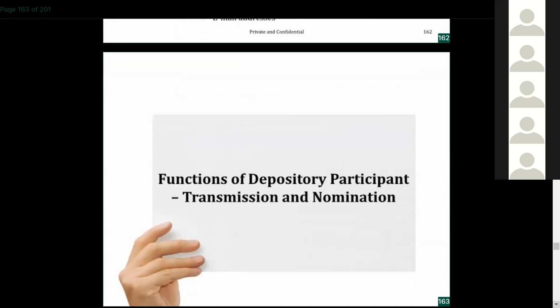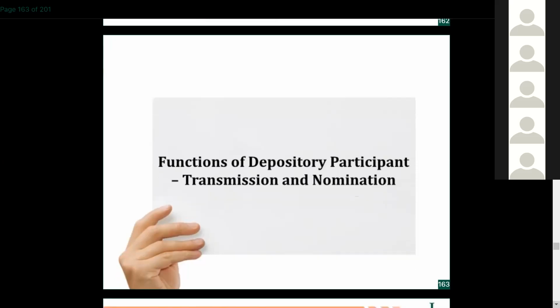undertaking those requests. Now, they can be transmission and nomination. Now, why is nomination? What is nomination? Nomination. After the death of beneficiary, nominee can take benefit. Death of who? Who will be the next beneficiary after the existing beneficiary passes away or something happens to him.